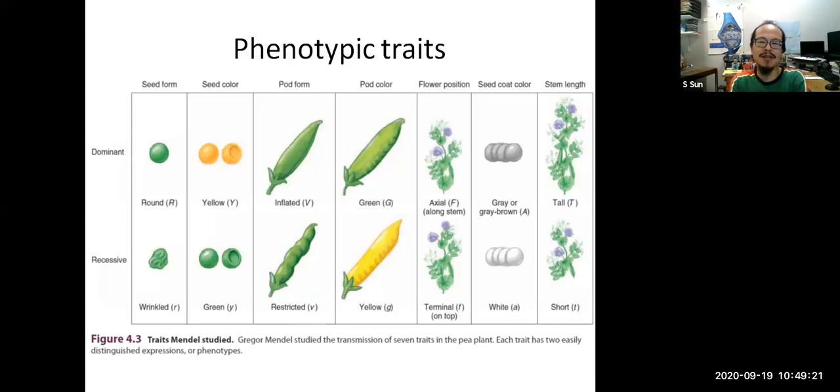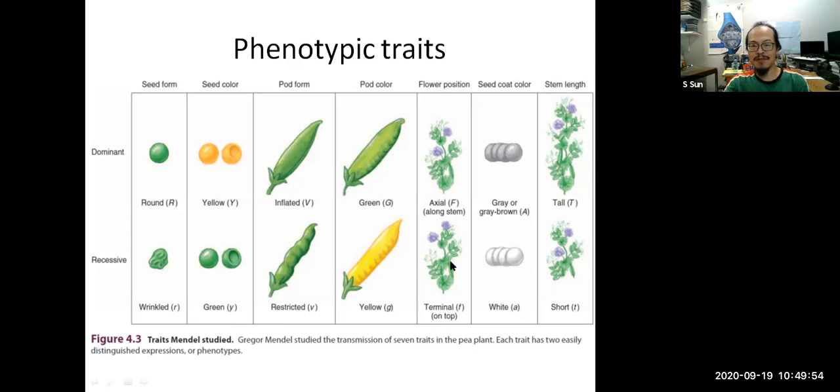So that's the genotype and the phenotype. In Gregor Mendel's experiment, in his study, he looked into several phenotypes. When we look into different phenotypes, we call them phenotypic traits. So say tall versus short, that's one trait. That's right here, short versus tall.